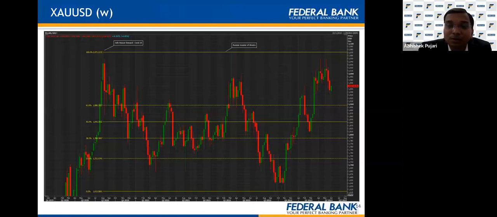As we look on to this particular chart, this is gold against USD, XAU against USD. This is again a weekly chart and it's of the last 3 years. So what we can see over here is quite an interesting thing. Whenever safe haven demand creeps in, gold makes an all-time high. So in March 2020, due to the COVID-19 pandemic, gold made an all-time high of around 2070 levels.